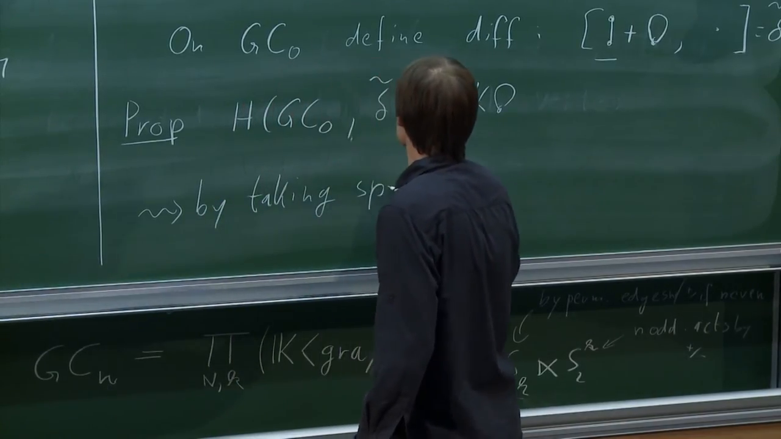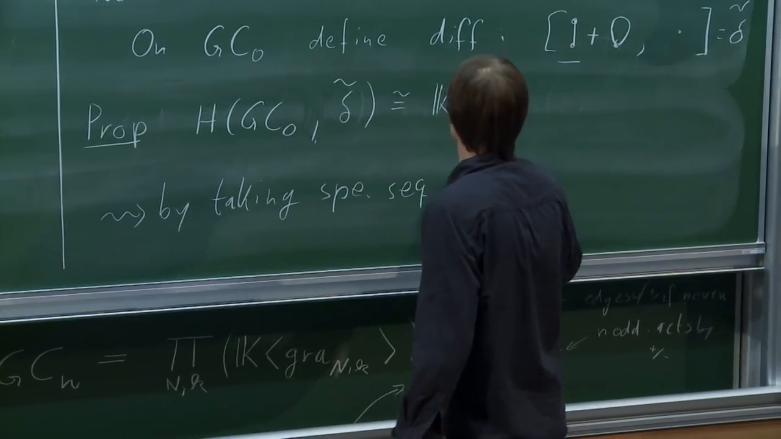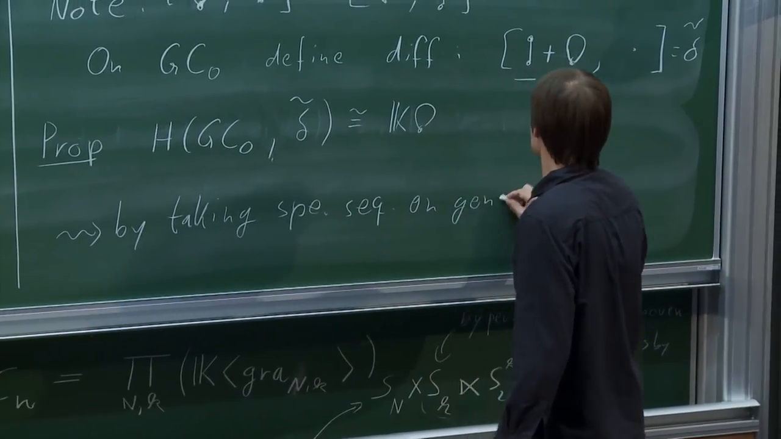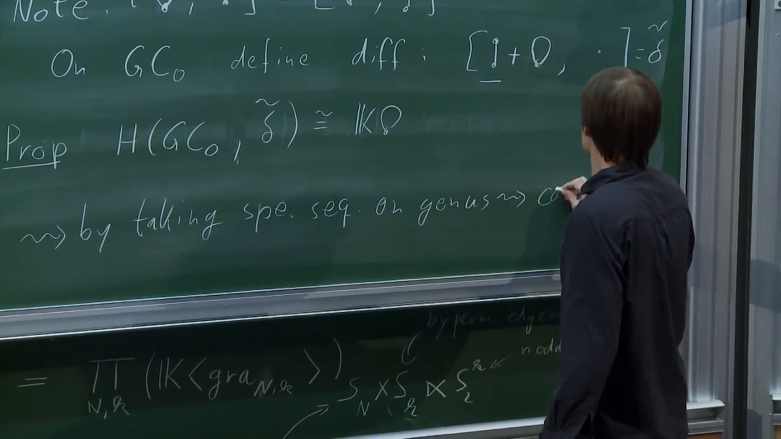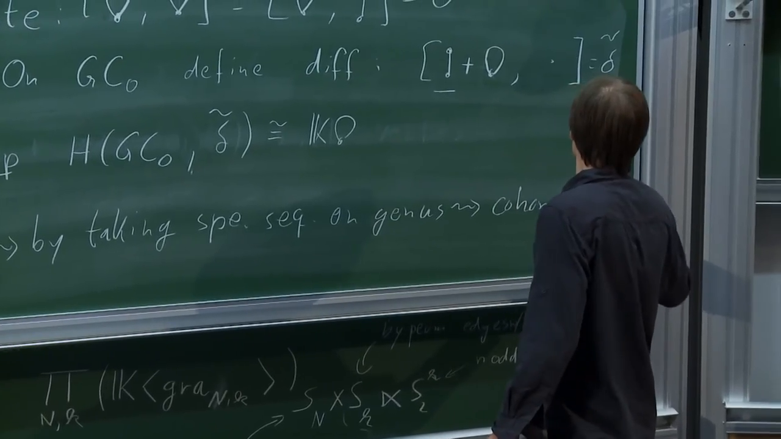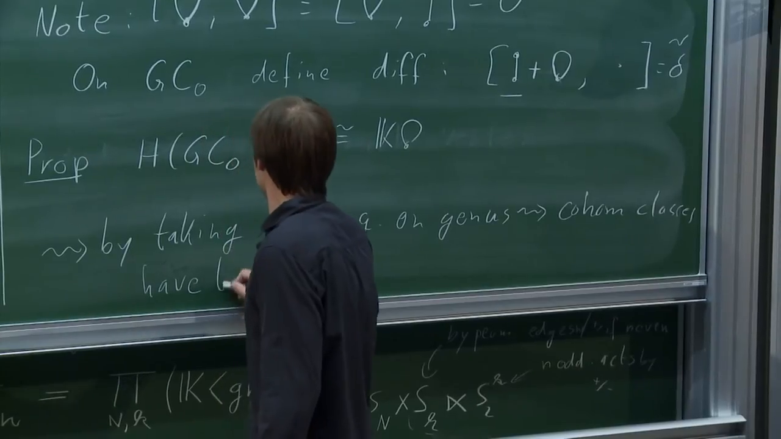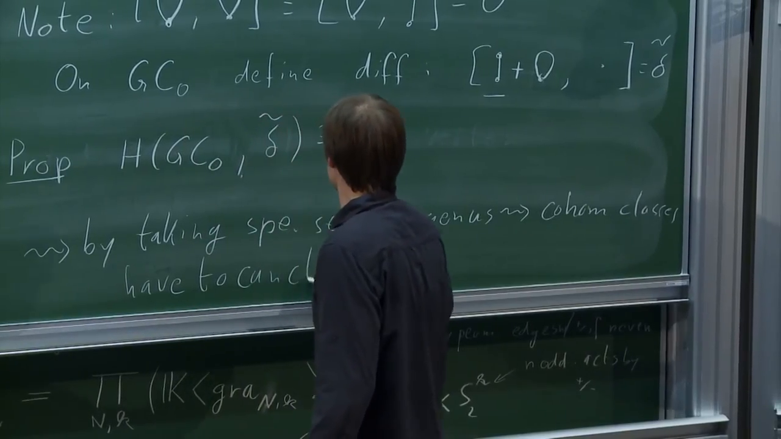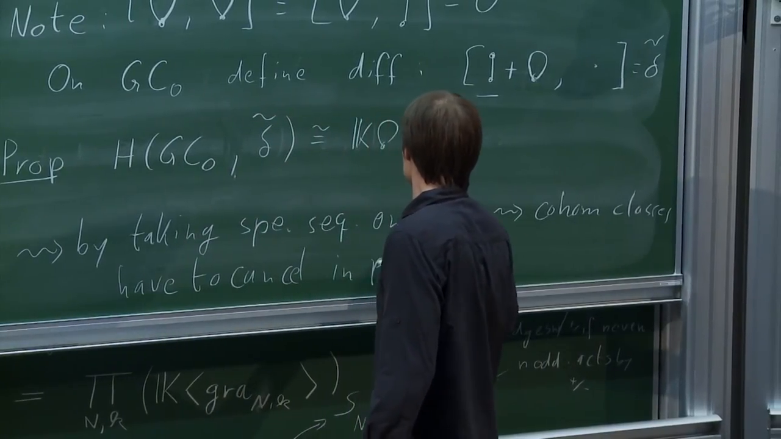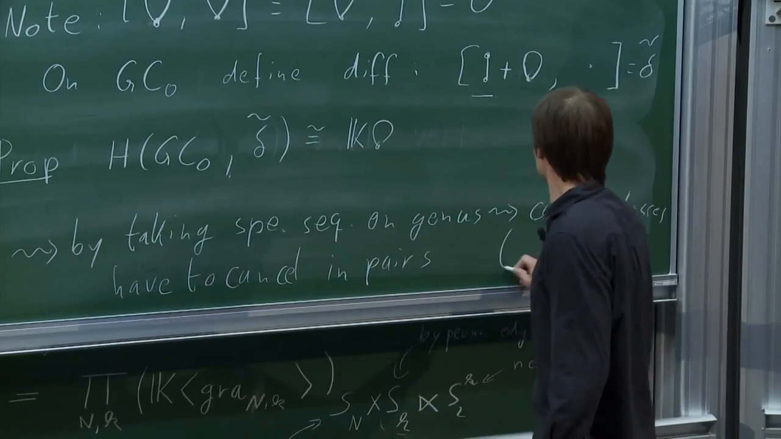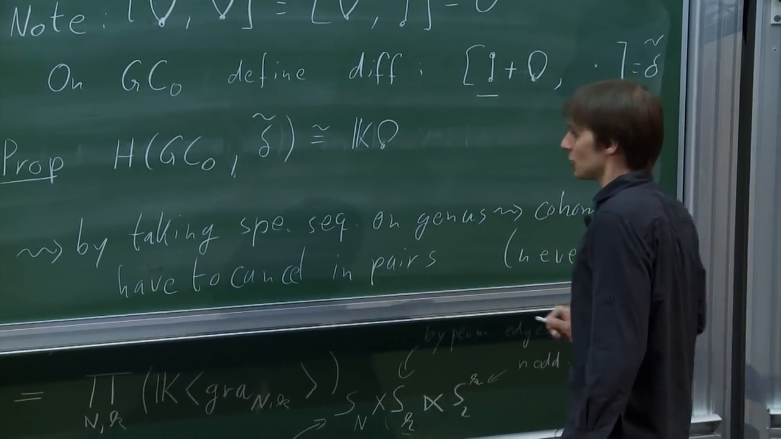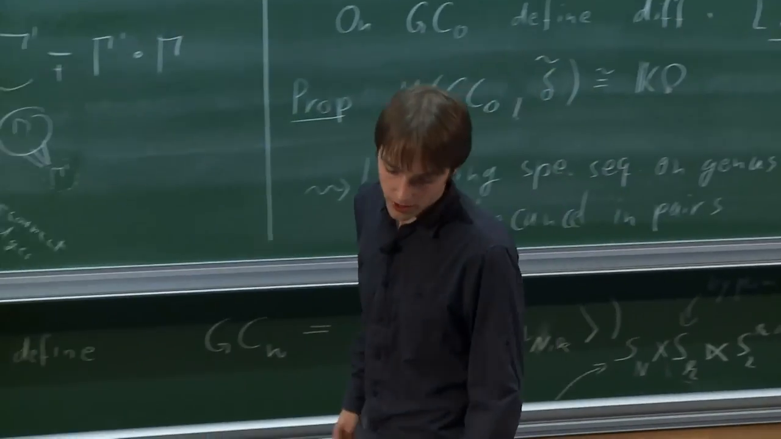So by taking a spectral sequence on genus, cohomology classes have to cancel in pairs. For even n. First of all, there's an analog story for odd n.